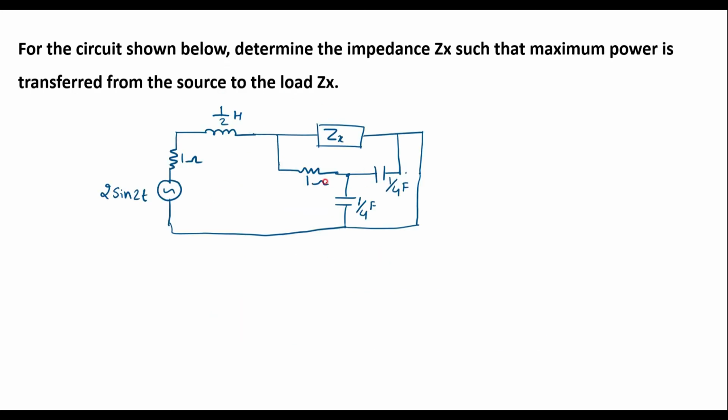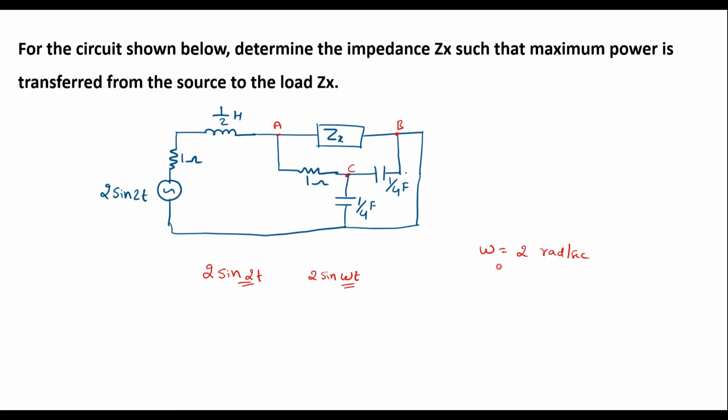Consider the second example. Let this point be A, this point be B node, let this be C node. So to calculate Zx, first we are supposed to remove this Zx from the network. So here we can see that the source is 2 sine 2t. It is of the form 2 sine omega t. If we compare, in that case omega will be equal to 2, that is omega is equal to 2 radians per second.